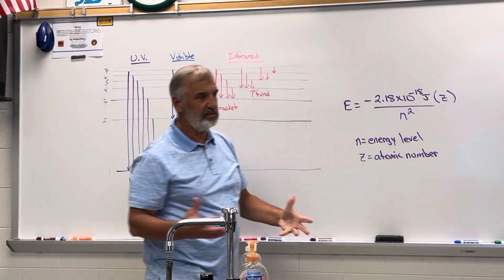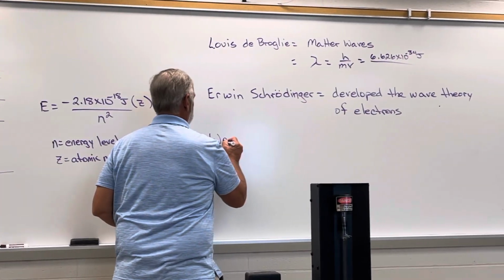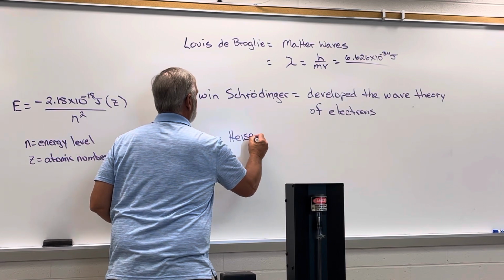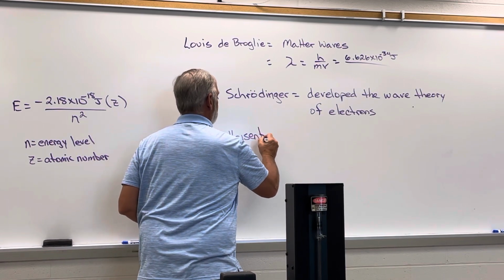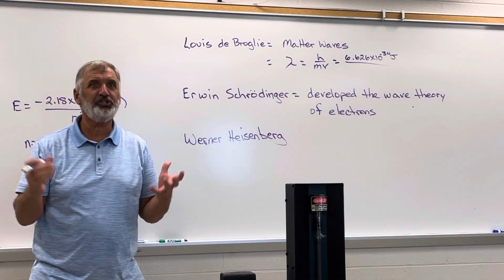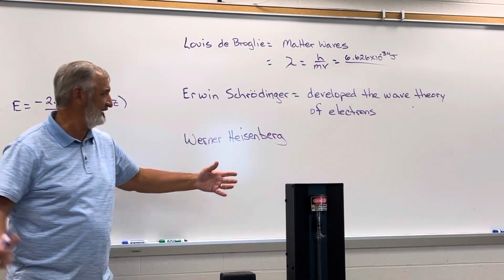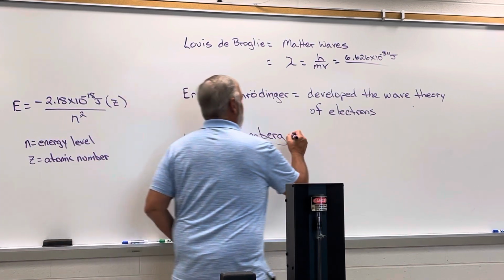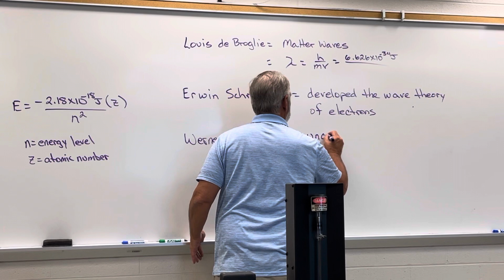So then Werner Heisenberg came along, and y'all watch Breaking Bad? Yes, Heisenberg. He needed a street name, so he just thought of something from science, from his chemistry class. Okay, and he did the uncertainty principle.